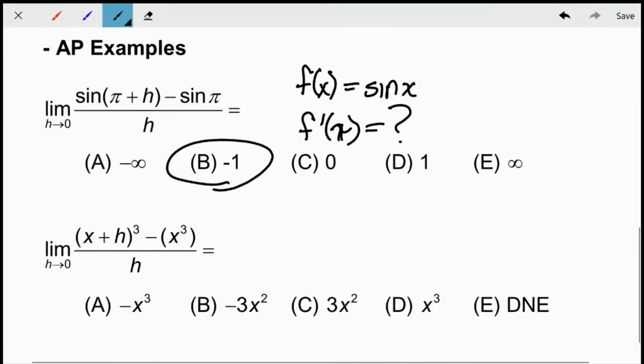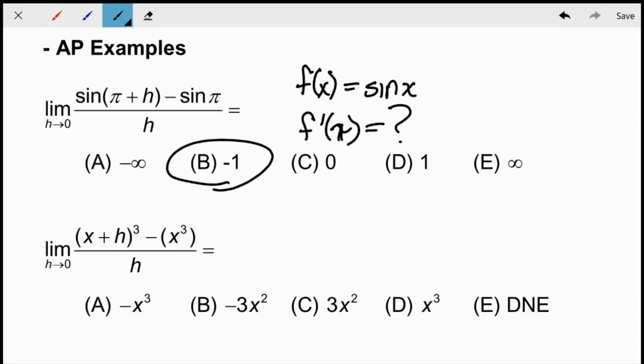Okay, so now I want you to do the same thing on the second one. Try to figure out what form it is, and then what they are asking you to do. You don't necessarily have to get the answer, just try to figure out the form, what's the function, and what are they asking you to find. So pause the video and try to solve that out.